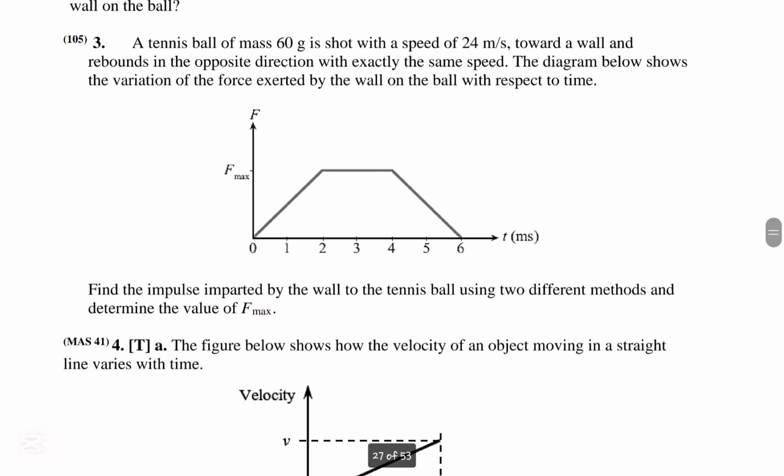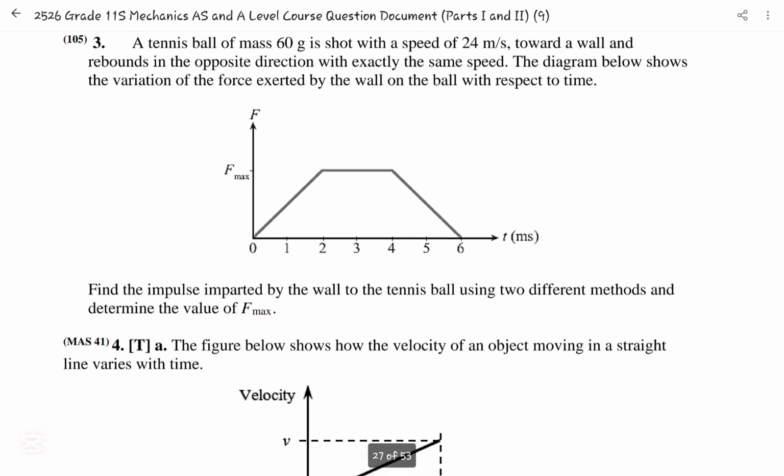What does it say in question number 3? A tennis ball of mass 60 grams, so it's actually 0.060 kilograms, is shot with a speed of 24 meters per second. This is v initial, toward the wall, and rebounds in the opposite direction with exactly the same speed. So v final is -24 meters per second. They said the same speed, but it goes in the opposite direction, so v final is -24. The diagram below shows the variation of force exerted by the wall on the ball with respect to time.